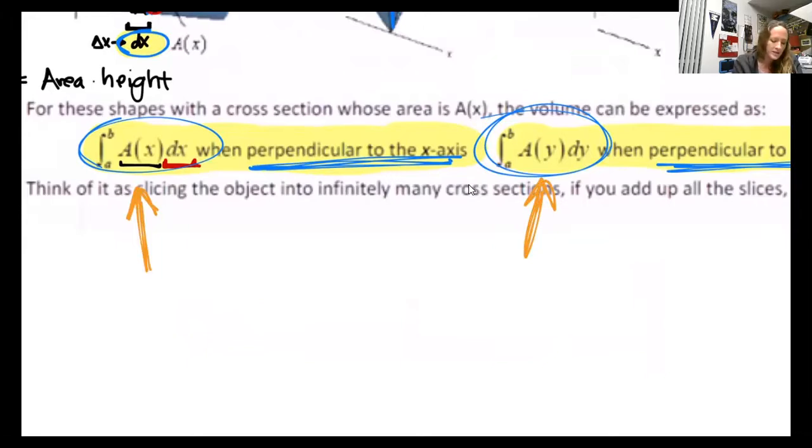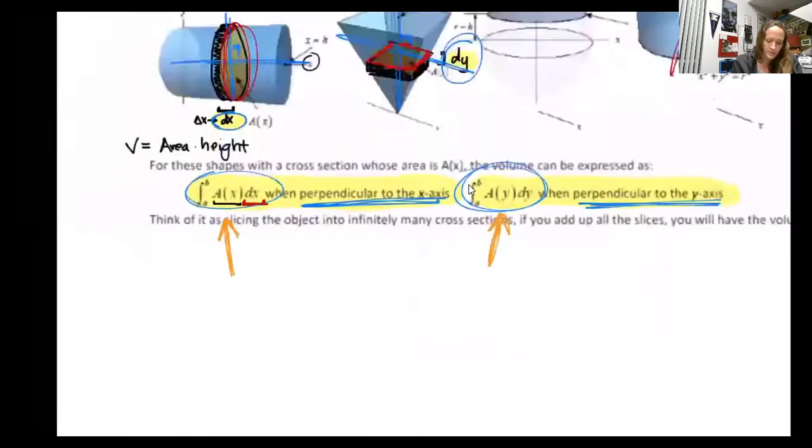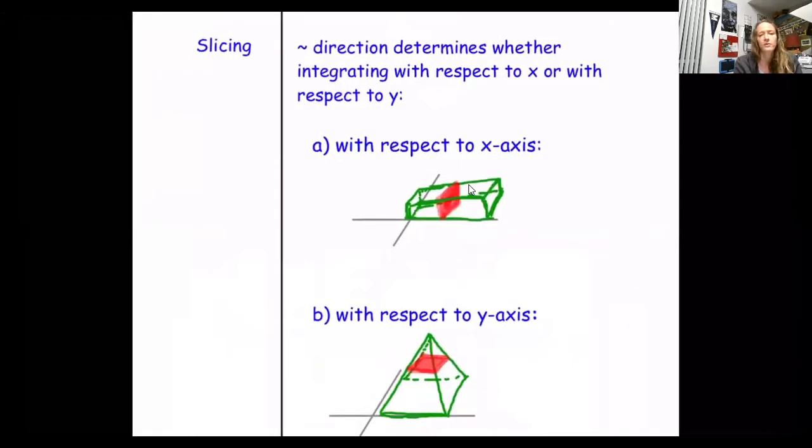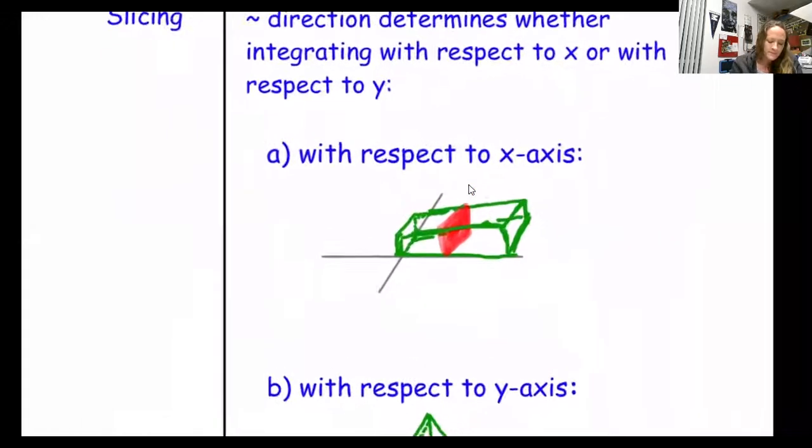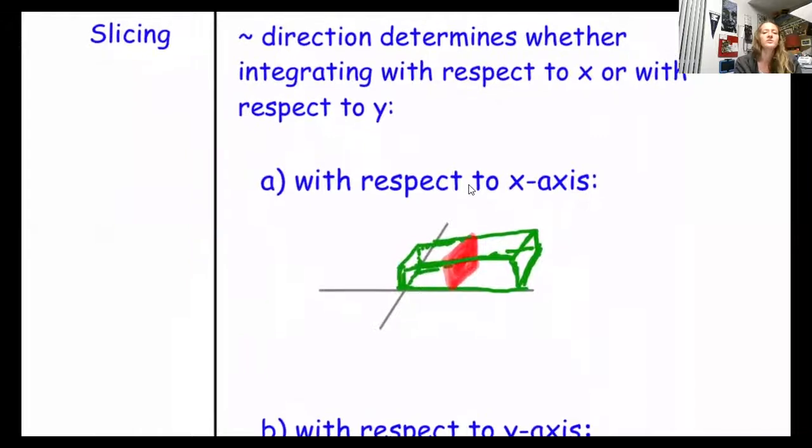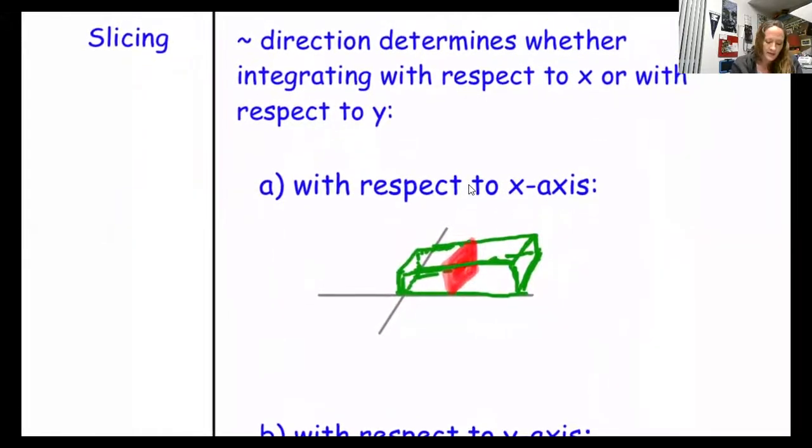Okay, so there are some weird things that we definitely need to practice, and so let's go ahead and get into some more practical problems. So here's the idea of slicing, kind of a quick summary. If you didn't write down the other pictures, try to write these ones down. I'm going to try to show the edges a little bit clearer. The direction that you slice determines whether you're integrating with respect to x, which is going to be that dx, or whether you're integrating with respect to y, which is going to be that dy.